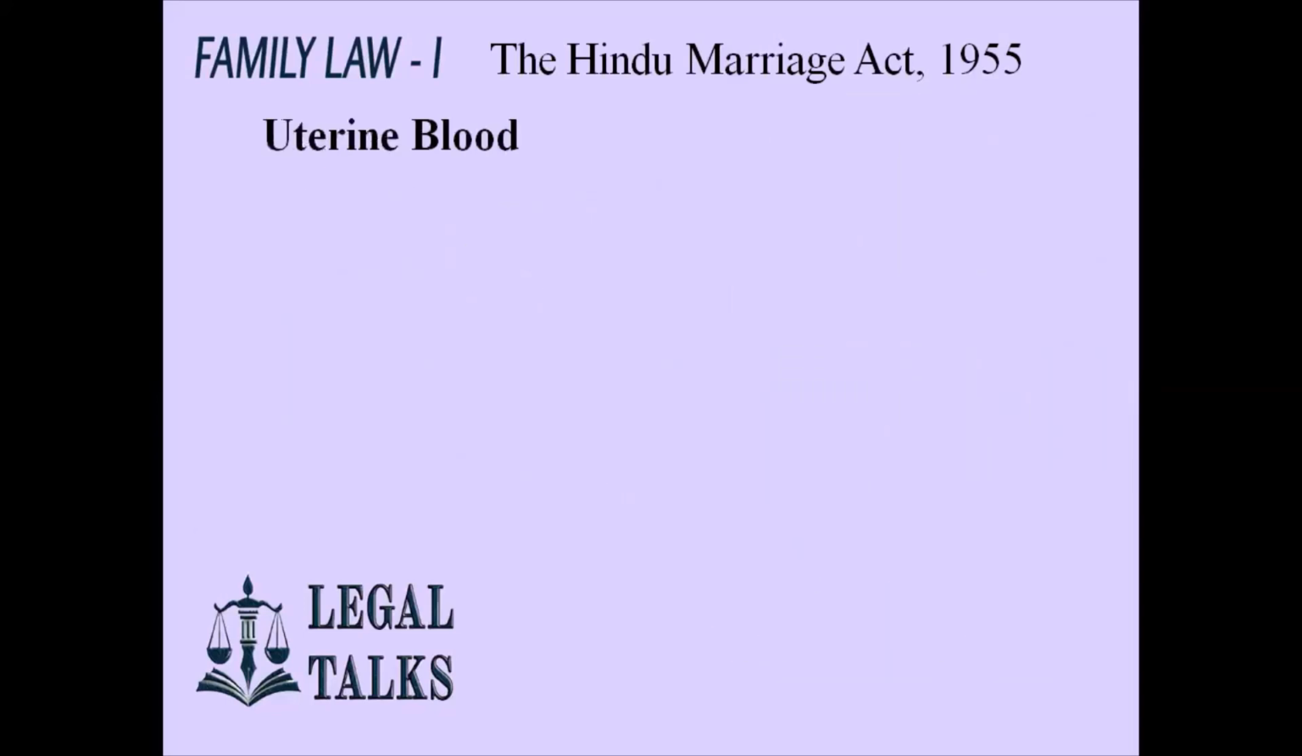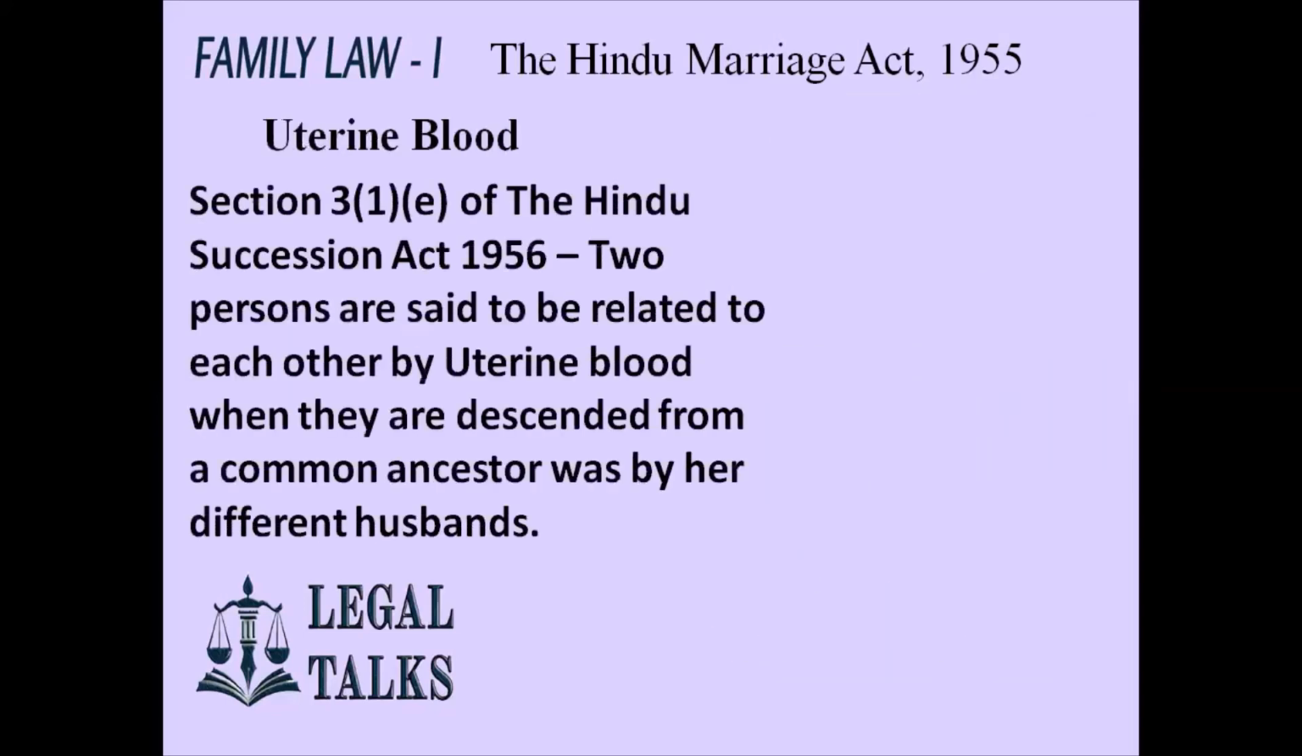Let's move on with uterine blood. In case of uterine blood, two persons are said to be related to each other by uterine blood when they are descended from a common ancestor, the wife, by her different husbands. So here the wife will be the same, but the husbands will be different. Same wife, different husbands.